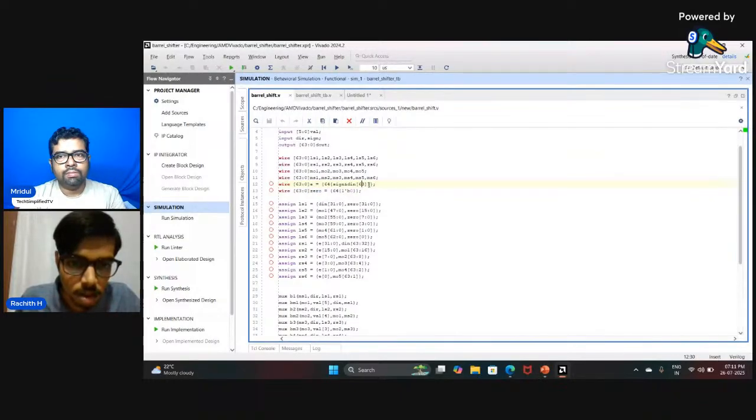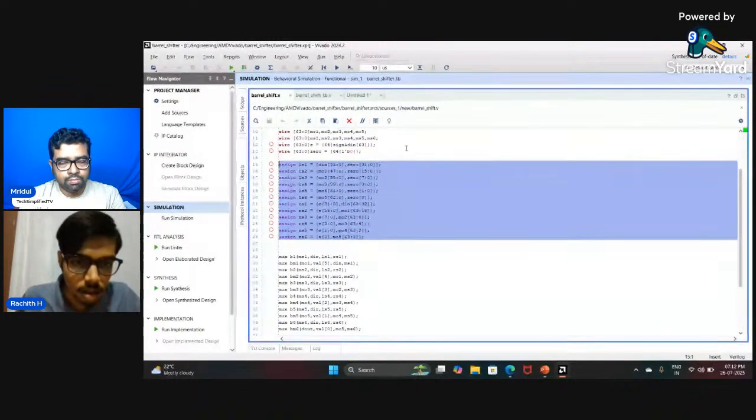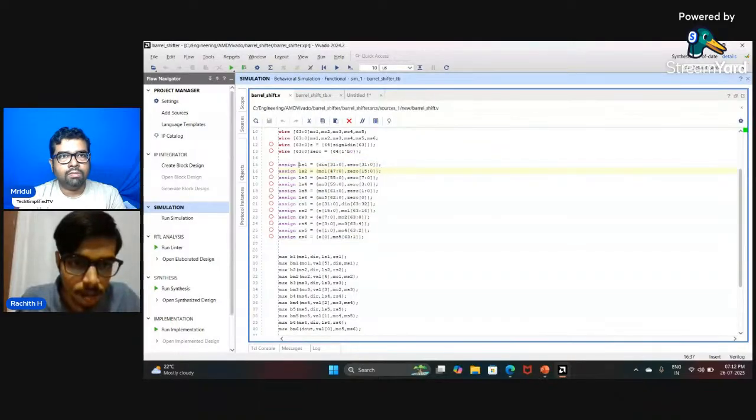And here you can see this is also a replication operator, but I have used an expression here to calculate whether to extend it with the MSB bit or whether to substitute zeros in the shifted values. So this will come in handy while dealing with right shifting and considering the sign bit. Next we have a set of assign statements here, which will declare the values for the respective shifted values. So LS1 is a 32-bit shifted version. LS2 corresponds to 16-bit shifting. LS3 corresponds to 8-bit shifting. LS4 corresponds to 4-bit, LS5 corresponds to 2 bits, and LS6 corresponds to a single bit left shift.